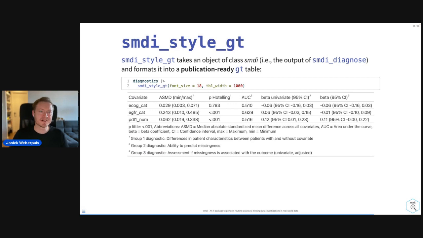And since I'm a big fan of the gt table package, there's also one more styling function where you can basically take the output of this smdi diagnose function and pipe it into the smdi style gt, and it gives you a pre-formatted, publication-ready gt table that you can then export to PDF, to Word, whatever you want, and send it along with your study documents, be it as part of a manuscript or something else. It also comes with some pre-formatted footnotes that give you an indication where the different test statistics came from, so group 1, 2, or 3 diagnostics, and of course also the abbreviations.